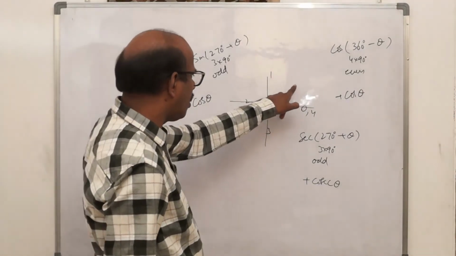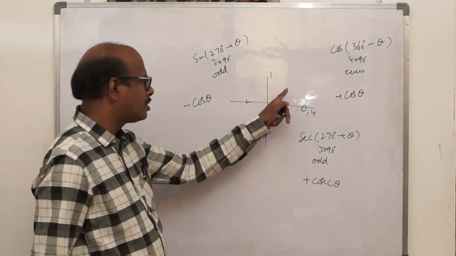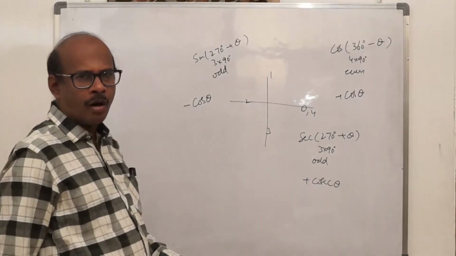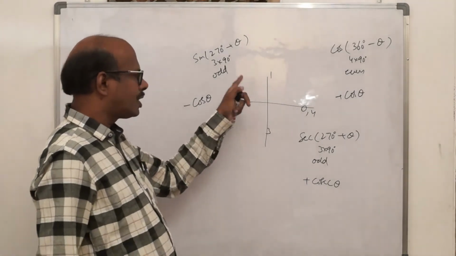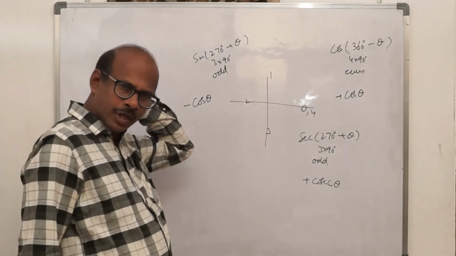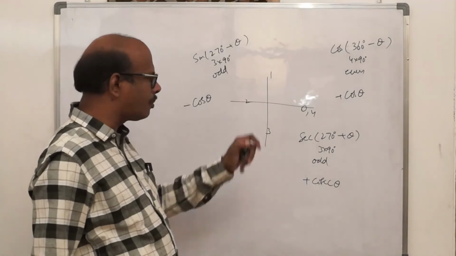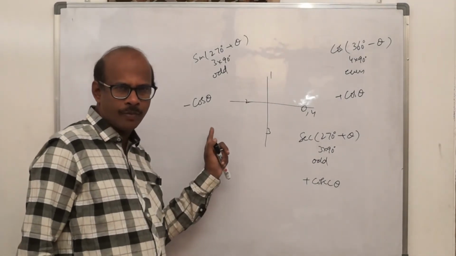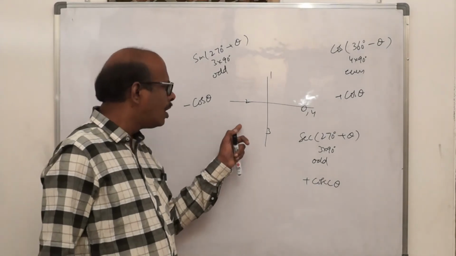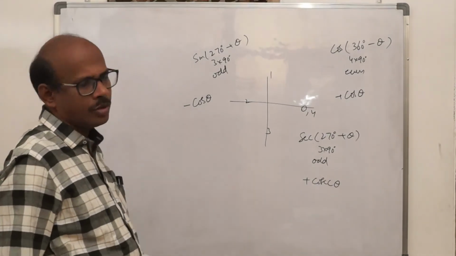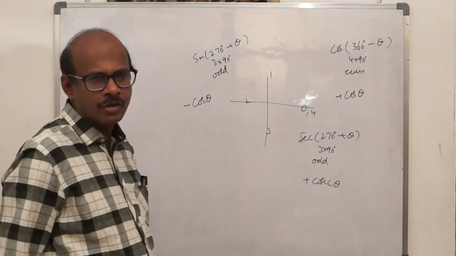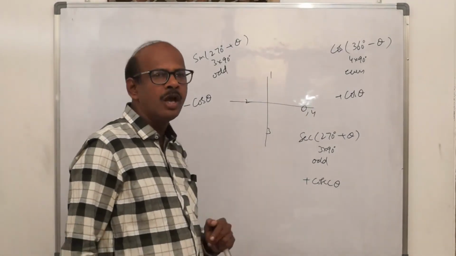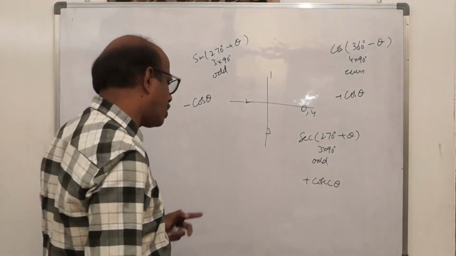In the first quadrant, all Sachin Tendulkar centuries, all silver teacups, all students take care. First letter A: all are positive in the first quadrant. In the second, first letter S: sin and cosec are positive, remaining negative. And here tan and cot: first letter T, tan and cot positive, remaining negative. In the last, cos: first letter C, cos and sec positive, remaining negative.